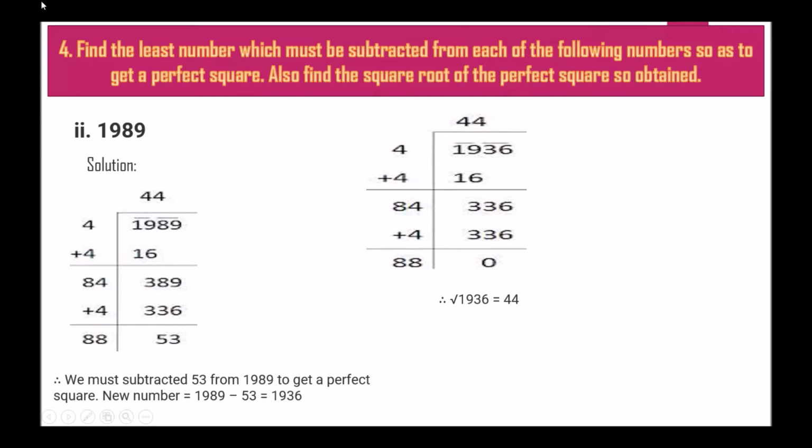1989. If we do it with the division method, we must subtract 53 from 1989 to get a perfect square. So the new number is 1989 minus 53, that is 1936. If we do it with the division method, we can say that 44 is the square root of 1936.